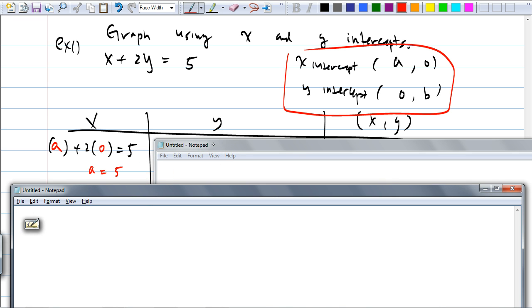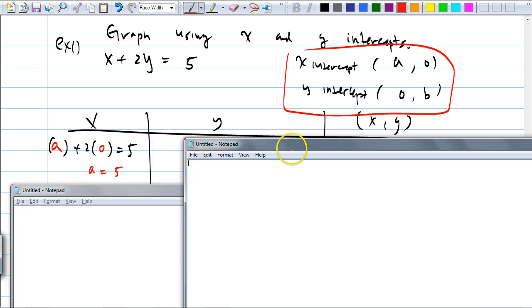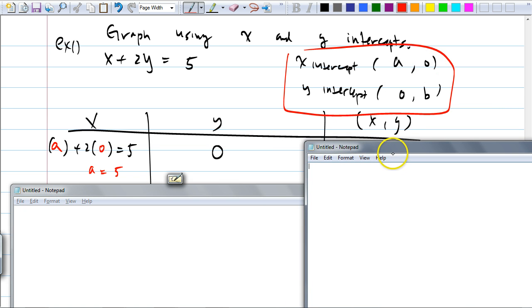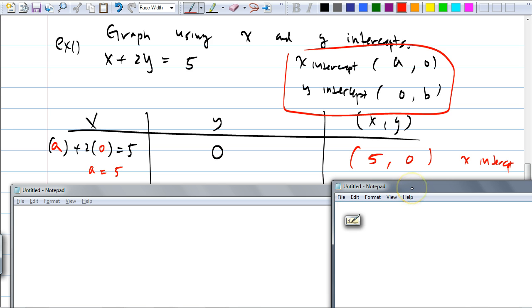Now, what about for your y? What is your y? 0. Yeah, we just said y has to be 0 for the x-intercept, right? So it's going to be 0. What is your ordered pair, guys? 5, 0. What have we just found? The x-intercept ordered pair. Yeah, the ordered pair for the x-intercept. That's what we found. Okay, so write that down.